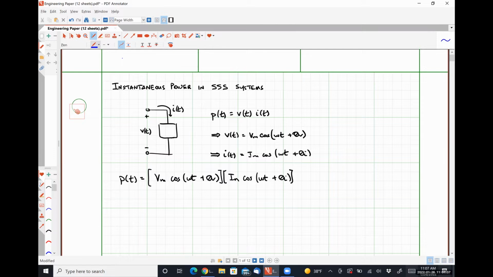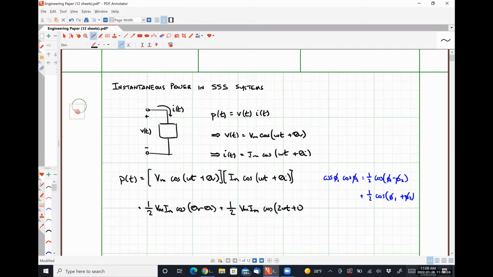And I can use a trig identity that says cosine angle 1 times cosine angle 2 is equal to 1/2 cosine angle 1 minus angle 2 plus 1/2 cosine angle 1 plus angle 2, to rewrite this expression as 1/2 Vm Im cosine theta v minus theta I plus 1/2 Vm Im cosine twice omega t plus theta v plus theta I. So this is our generic representation of instantaneous power, okay?